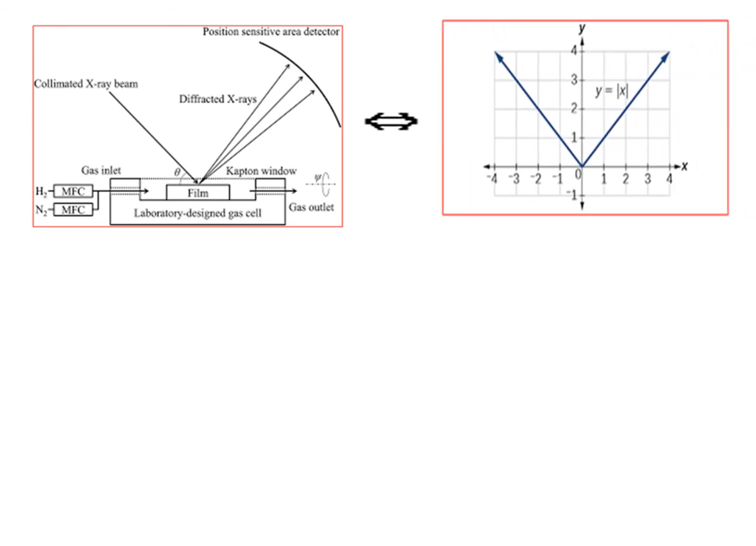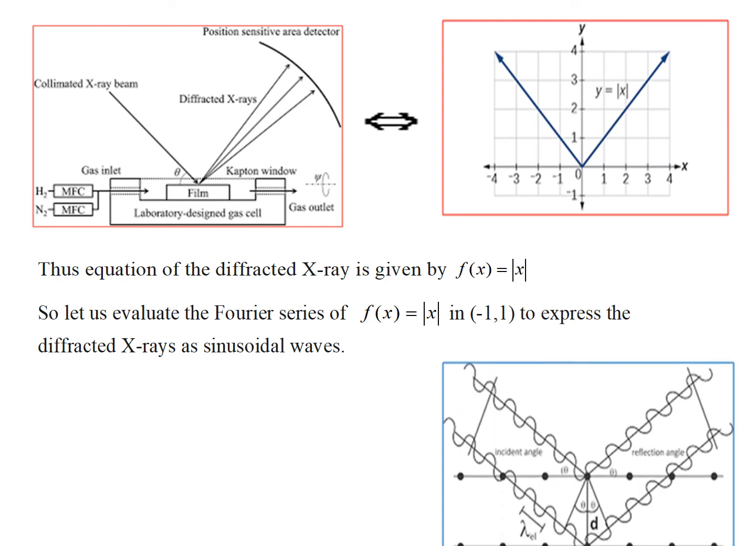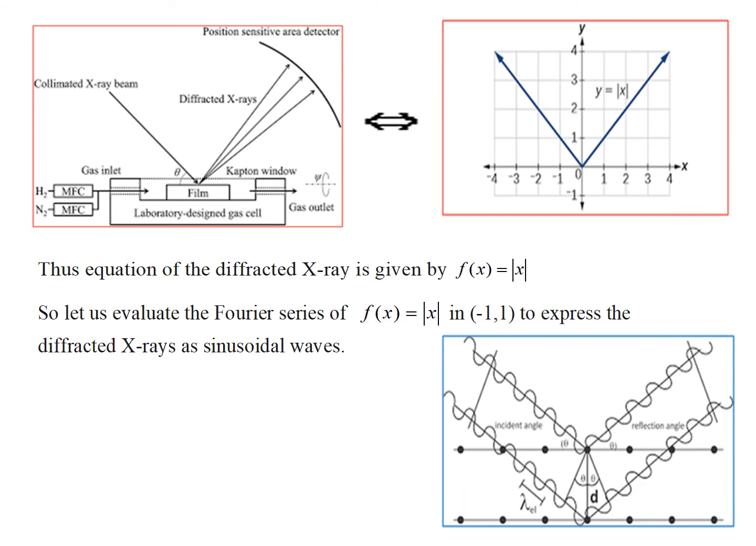Yeah, it is exactly this one. Are you able to identify now? Yeah, this is the graph of the function y equal to modulus x. So the diffracted X-rays are represented by the function y equal to f of x, which is modulus x. So our work now is to find the Fourier series of mod x in the interval they have given, minus 1 to 1. Like this, we have to represent the diffracted rays but with sinusoidal waves.